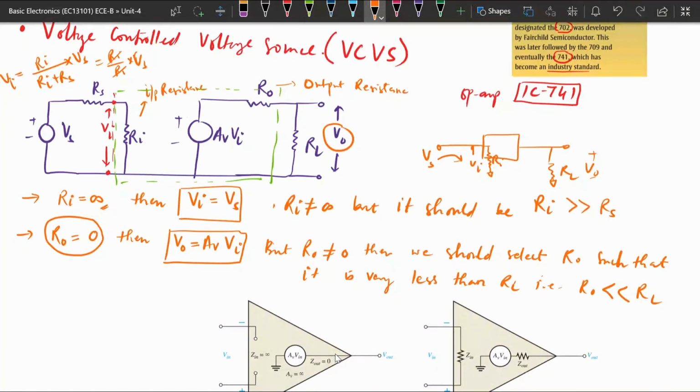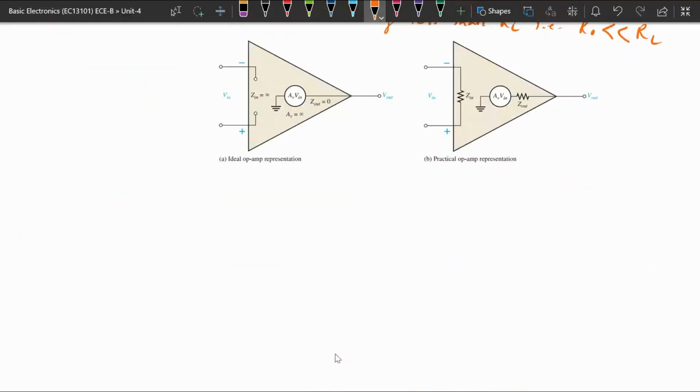Next we will see how the ideal and practical operational amplifiers differ from each other. This is the operational amplifier symbol. It has two inputs: negative means inverting, positive means non-inverting.